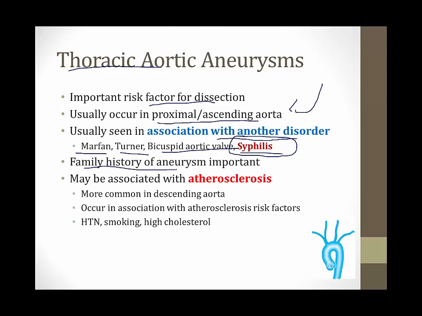And then finally, you should know that these can be associated with atherosclerosis, although it's far less common for thoracic aneurysms to result from atherosclerosis than it is for abdominal aneurysms, which we'll talk about in a minute. When patients do have an atherosclerosis-associated thoracic aneurysm, it's usually in the descending aorta, not the ascending aorta, and it often occurs in association with atherosclerosis risk factors like hypertension, smoking, and high cholesterol.